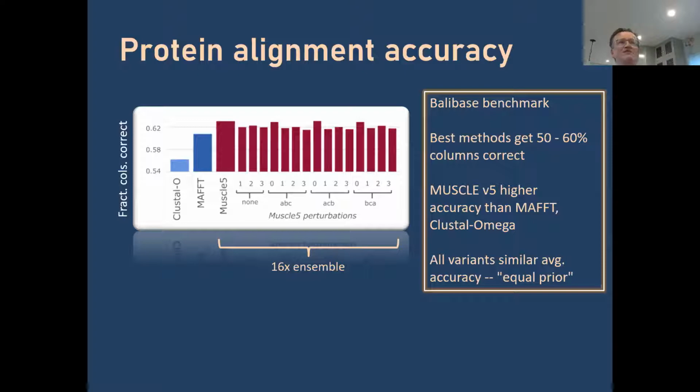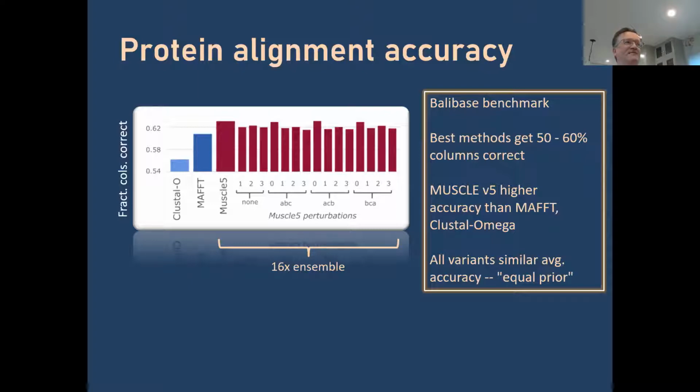And one of the things to note, if you're not an expert in this sort of area, is that even the best methods only get around 50–60% of the columns correct, which means that it gets 40 to 50% of them wrong. So this whole concern about, well, maybe your alignment isn't robust, that's a real thing out there when you have challenging alignments. This really is a practical problem to worry about.